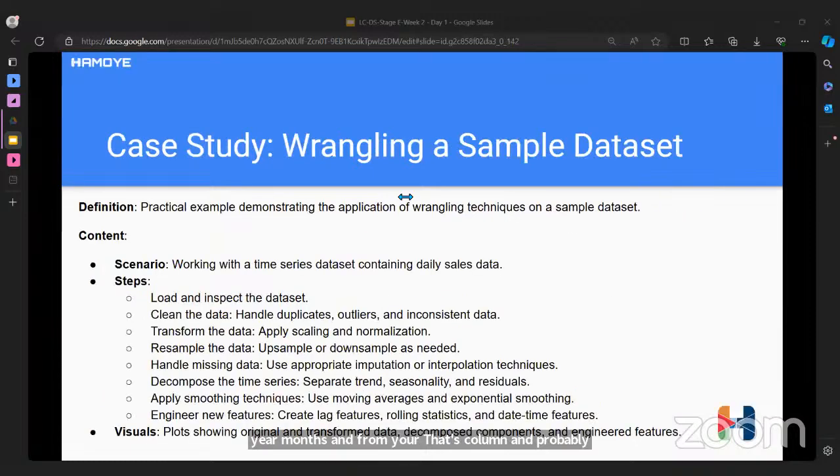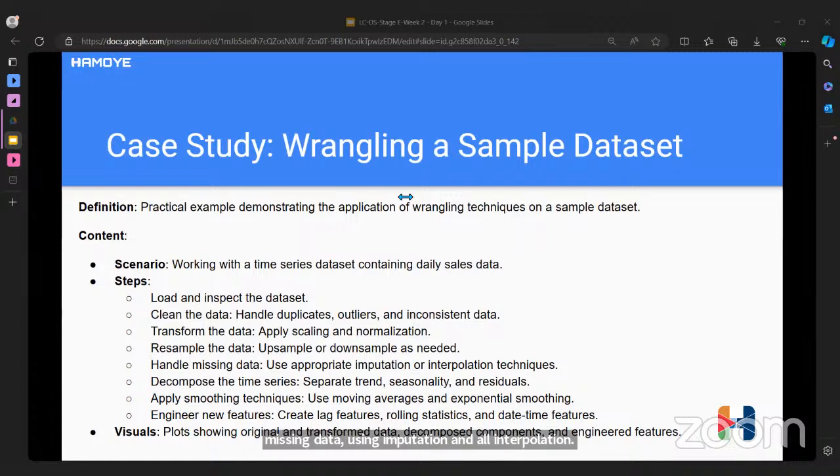Then we have, okay, this is just a case study, just like a walkthrough, right? So imagine you have a daily sales data for a store. First you load and inspect the data set to understand its structure. You clean the data by handling duplicates, outliers, and inconsistent entries. Then you transform the data by using scaling and normalization. You resample the data to a different frequency if needed. Then you handle missing data using imputation and/or interpolation.